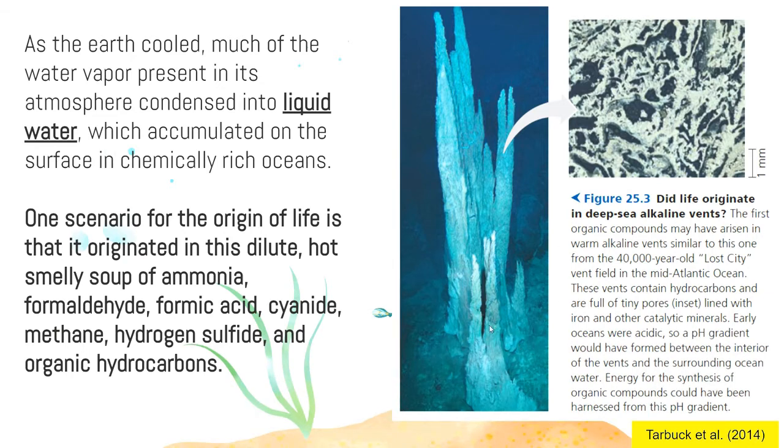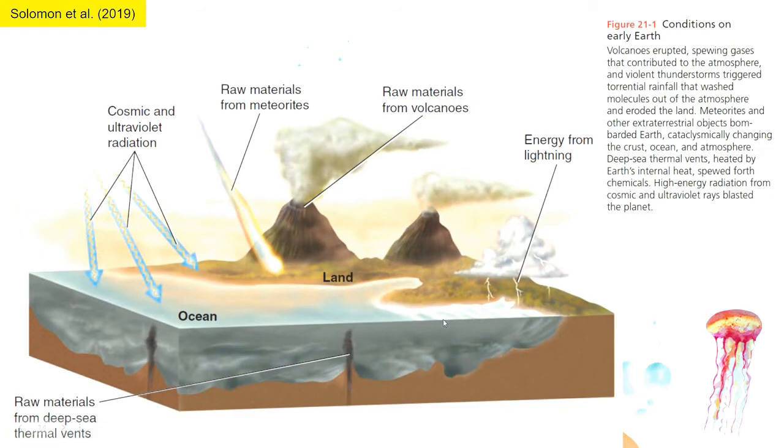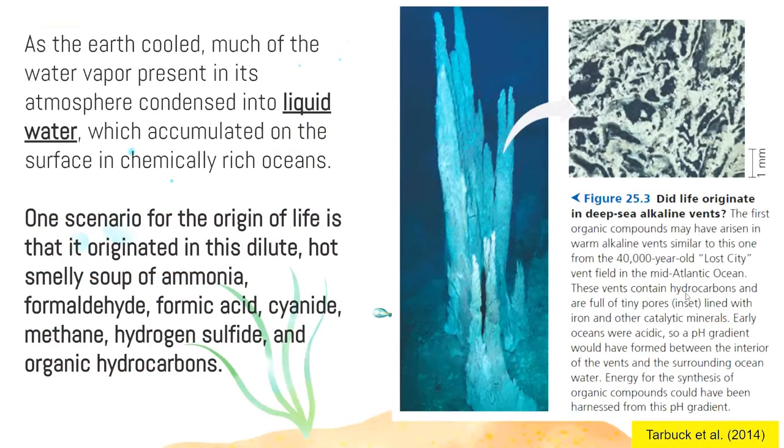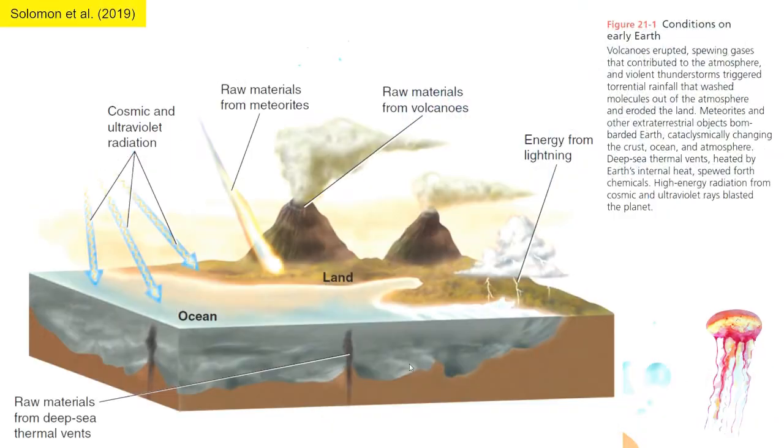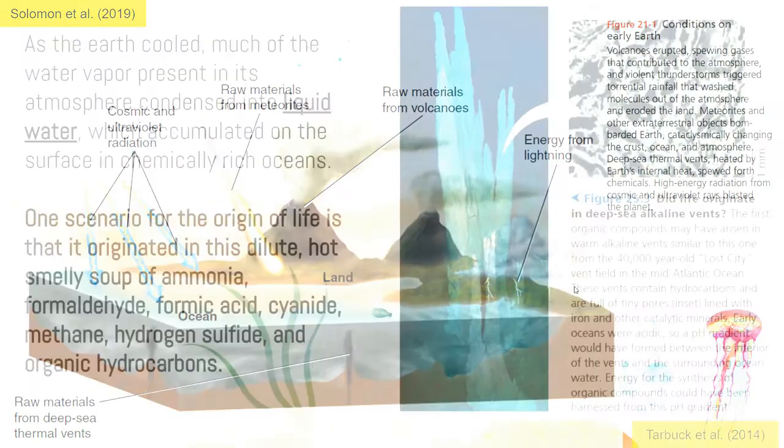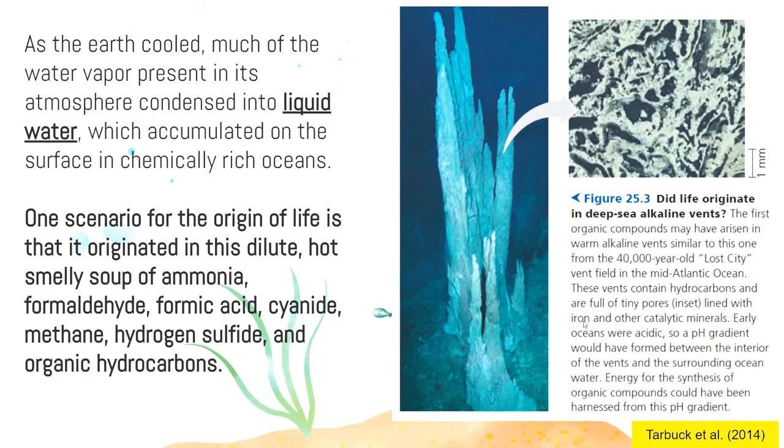Okay, so these vents, these cracks of the oceanic floor, contain hydrocarbons and are full of tiny pores lined with iron and other minerals. So it is possible that the temperature of these parts of the ocean, together with all these hydrocarbons and minerals, were possible catalysts for the development of the early life forms.